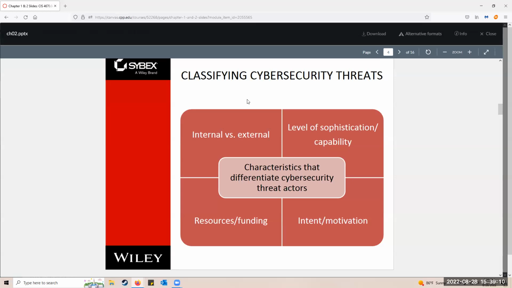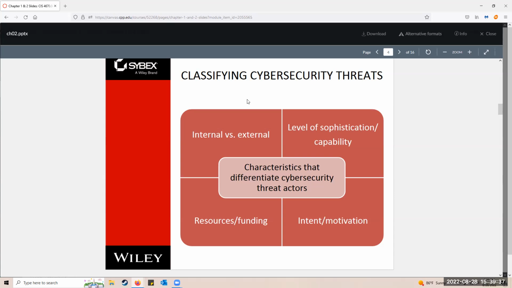The level of sophistication or capability of the threat actor, the resources or funding of the threat actor. Are they independent? Are they a lone wolf? Are they part of a collaborative or group effort, say like Anonymous? Or are they even funded by a nation state? What is their intent or motivation?